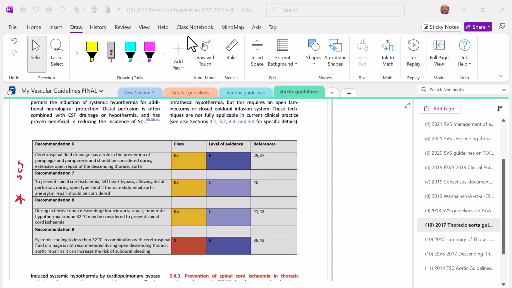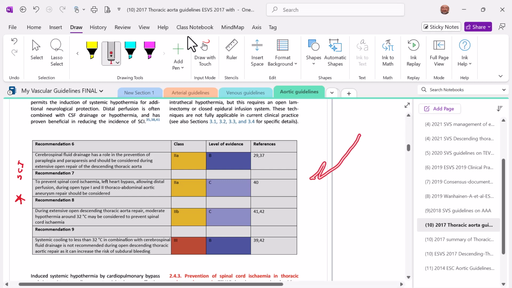Now, this is regarding spinal cord ischemia, and these are recommendations 6 to 9. You can see the level of evidence is not very high. Some of them are C and B, but they are very important. It mentioned that you need to have CSF monitored, and this is essential.